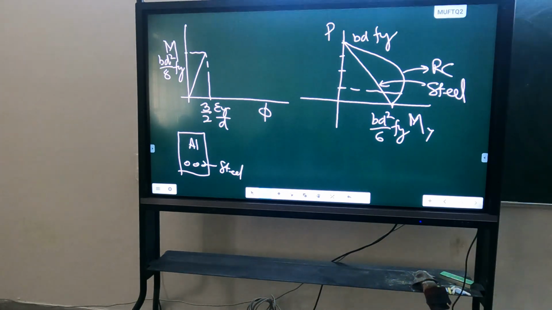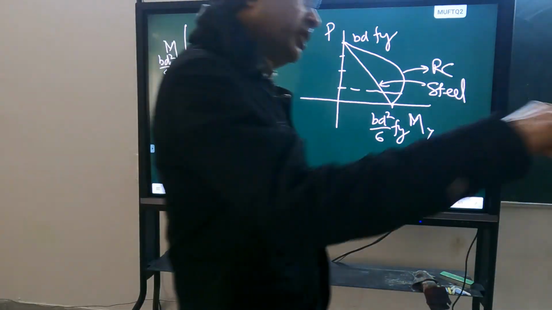In RCC, the concrete is taking care of the compressive forces. When compressive force is acting in the steel, the strength is reducing because the compressive strength of steel is lesser than the tensile strength. No, we have considered Fy in both. We have considered the same stress-strain curve in compression and tension for steel. For concrete, it is different.